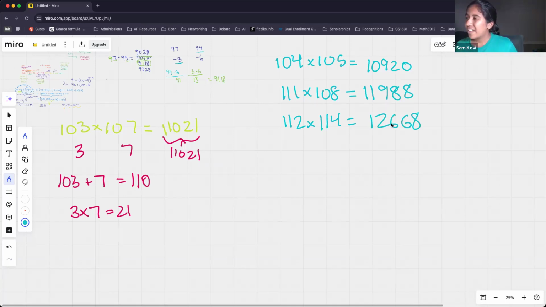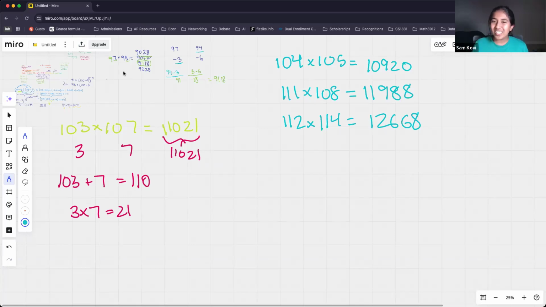So for the first one, my differences from 100 are 4 and 5. The reason why this trick is so easy is because it's very easy to see the differences. Like 4 and 5, those are the units digits. I don't have to do any extra subtraction or anything. So I do 104 plus 5. I get my first 3 digits of 109, and then I multiply 4 times 5 to get that last digit of 20.